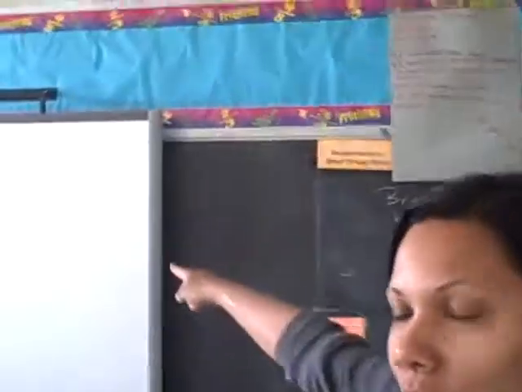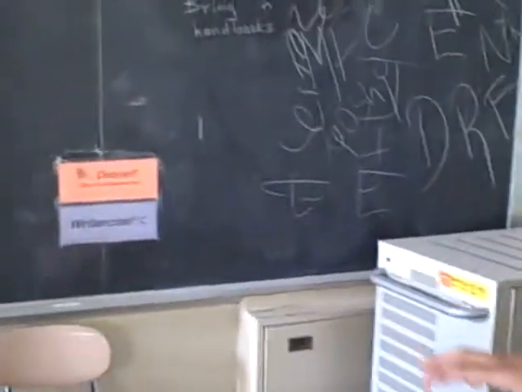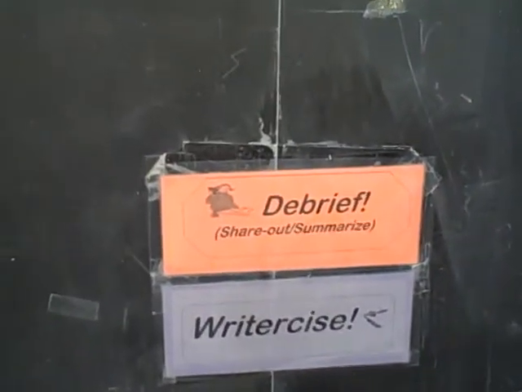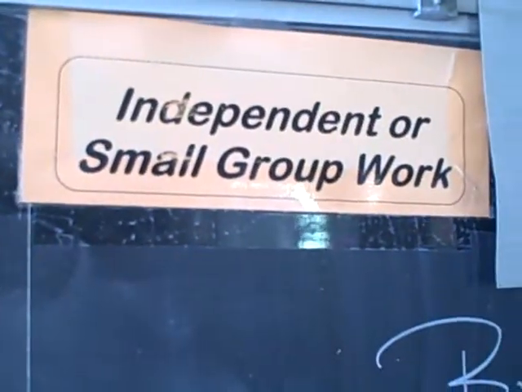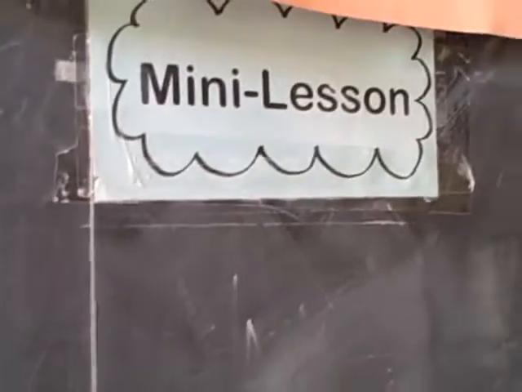That's basically it. The room is in the middle of construction, so just ignore all the rest. Oh, and the main thing Mr. Price is telling me to point to is our smart board. Obviously, it's not in use, but it's definitely a good learning tool. Over here, what he's pointed to is debrief, writer size, so it's just different things that you can have on your board to guide your lesson plan. So independent small group work comes after the mini lesson. Mini lesson should not be longer than 10 to 15 minutes, not any longer than that.